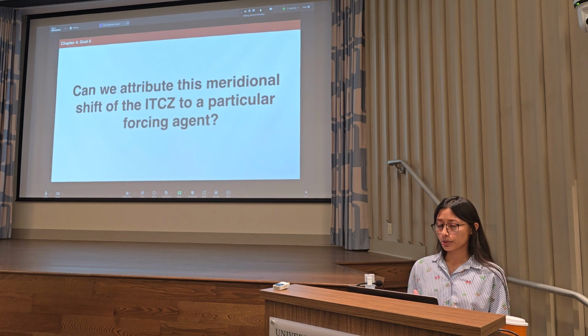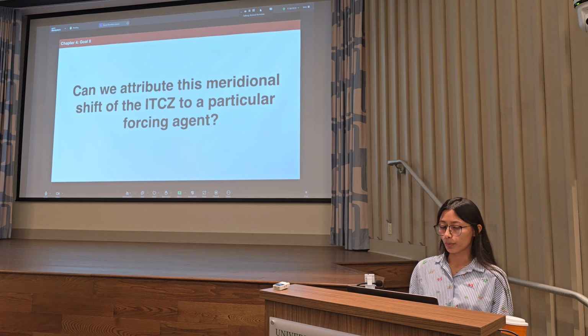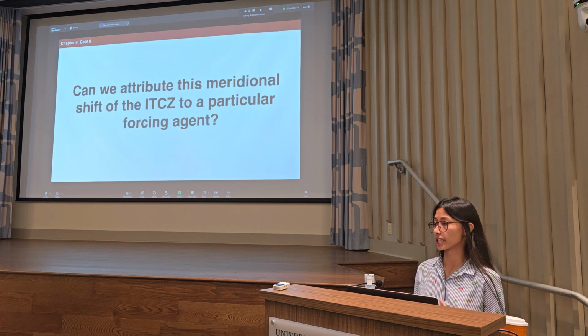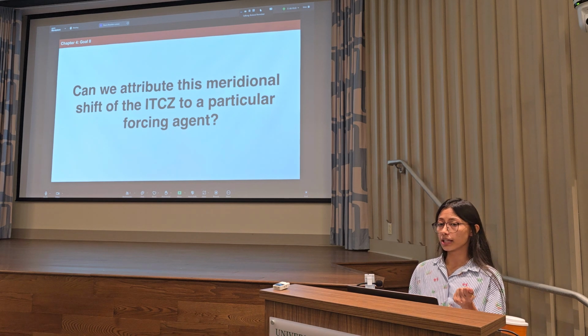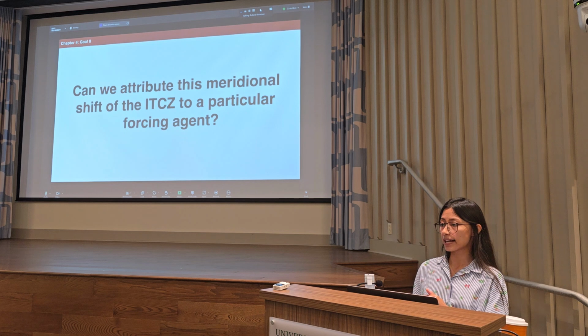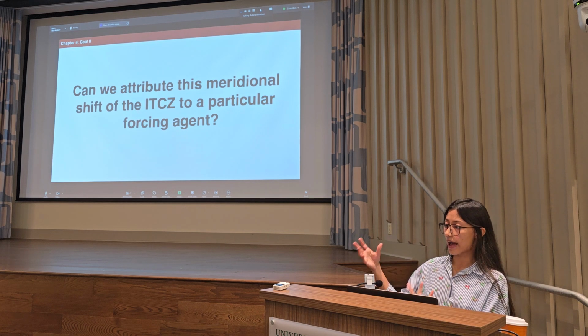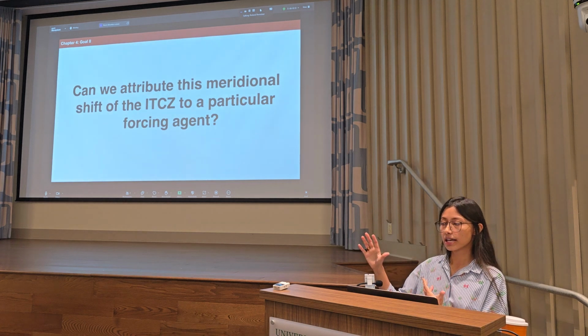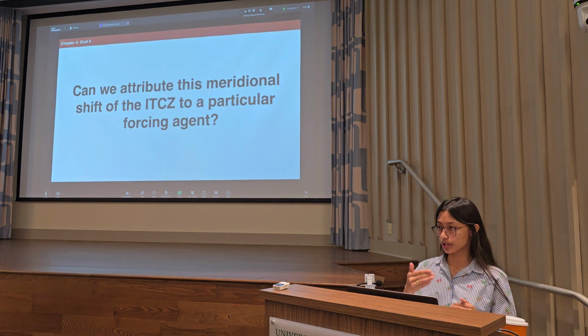Now, this brings us to the second goal of our work, that is, can we attribute this meridional shift of the ITCZ to a particular forcing agent? Now remember, the energetic framework postulates that increasing anthropogenic aerosols in our atmosphere in the northern hemisphere relatively cooled it and further pushed the ITCZ into the southern hemisphere.